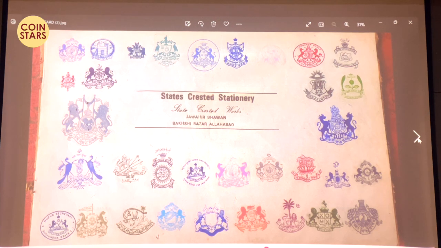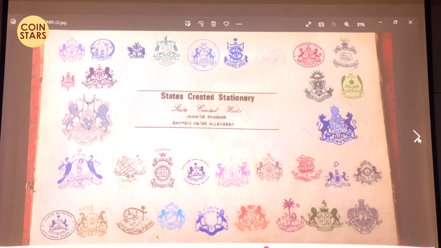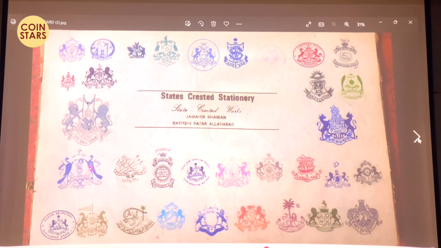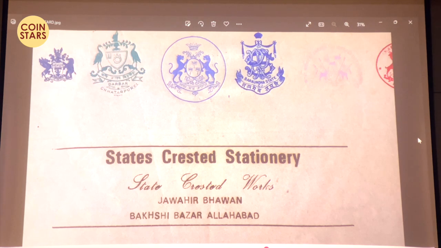Next is a crested sample sheet, Bakshi Bazar, Allahabad. There are so many monograms they have printed, all of them are here. Particularly this one here is very nice with peacock, and I think there is Krishna Bhagwan here with the Bansuri. Next, this again is a sample card, Sattarpur CI, Baraunda state.